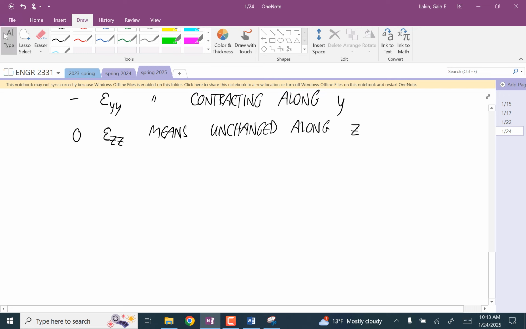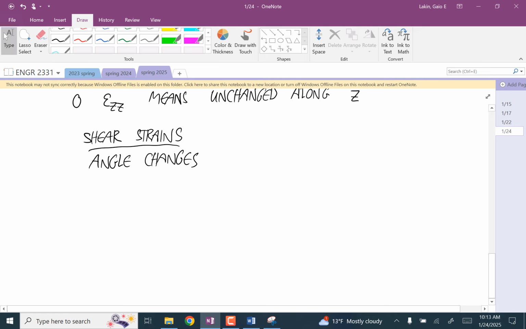Okay, so now we have to define the shear strains. Do you remember what kind of deformations shear strains represent? Those represent angle changes, so the thing tipping over and stuff like that. Let's call this angle changes between the faces.